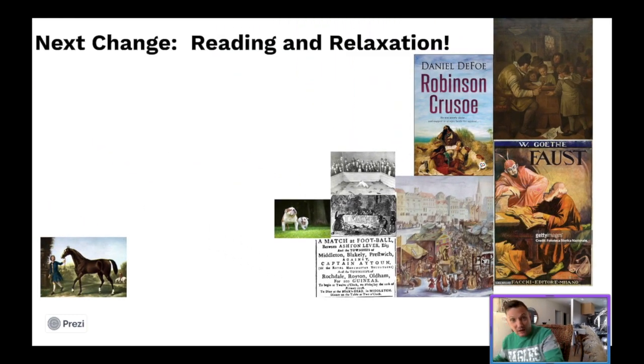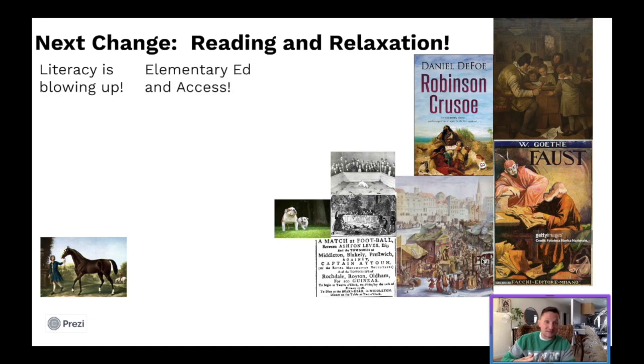So what you're seeing as well as our next change is a growth in reading and relaxation, right? You're actually seeing a change in how people spent their downtime. Literacy, which you need to understand, is blowing up. On the back end of the consumer revolution, literacy is skyrocketing. It is making leaps and bounds. It is doubling on doubling every single 10 years in European history during this time period, because you just have access to more written material.